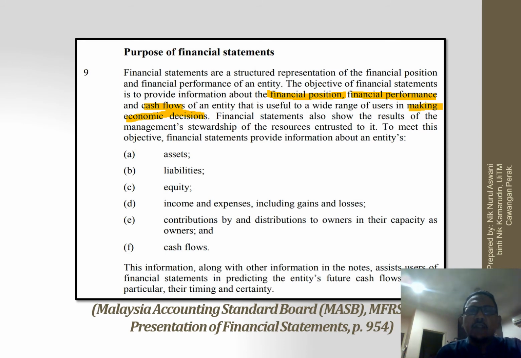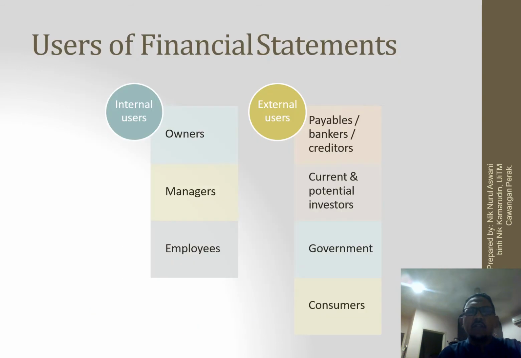To meet this objective, financial statements provide information about entities in terms of assets, liabilities, equity, income and expenses, including gains and losses, contributions, and distributions to owners in their capacity as owners, and also the cash flows. Okay, so this is the definition given by MASB, the Malaysian Accounting Standards Board.